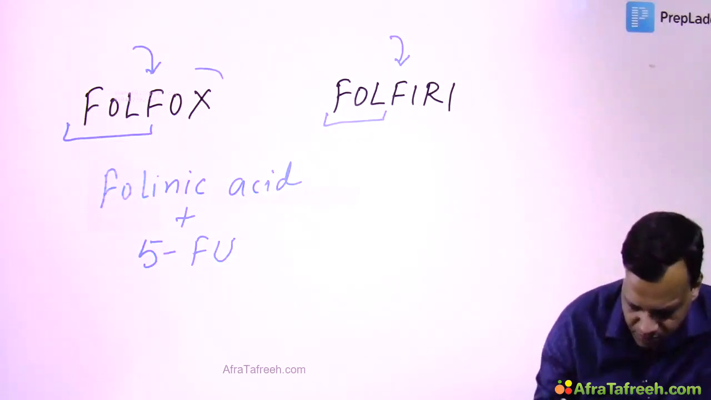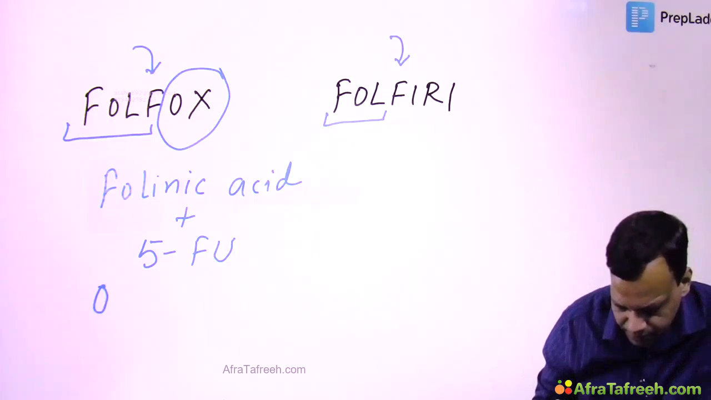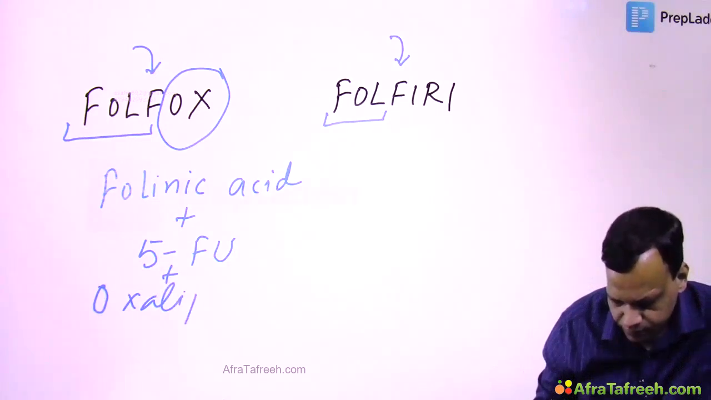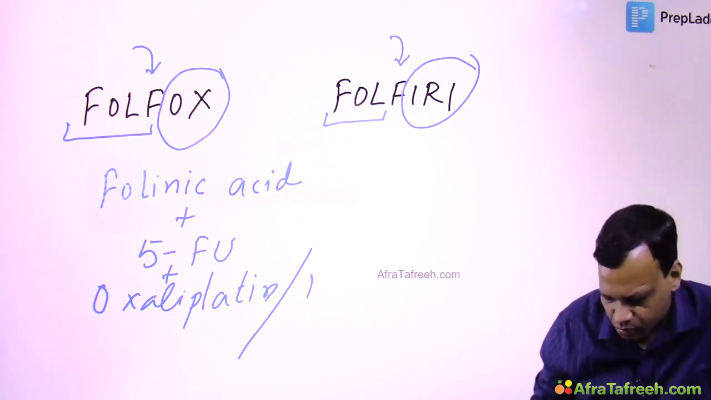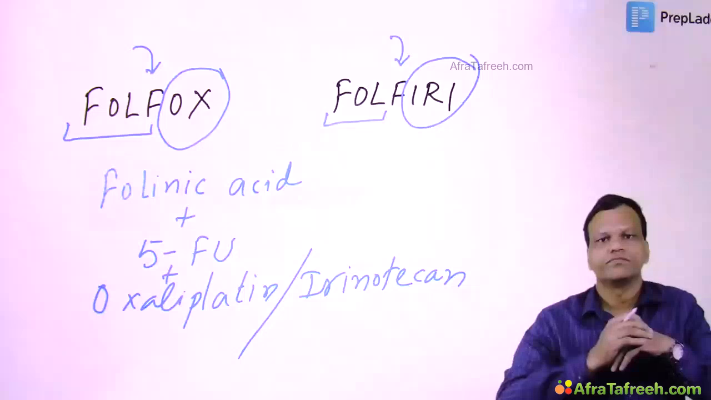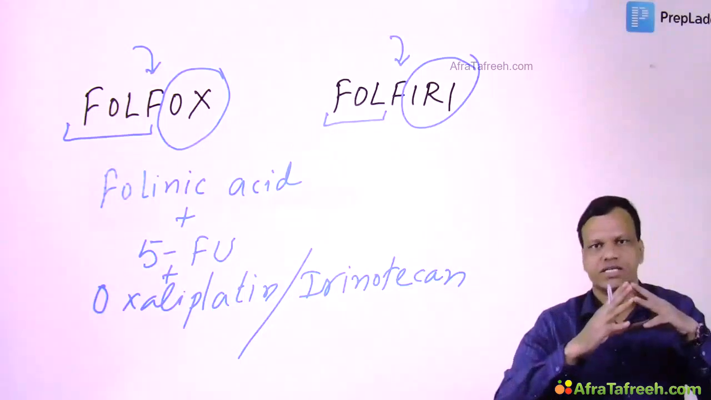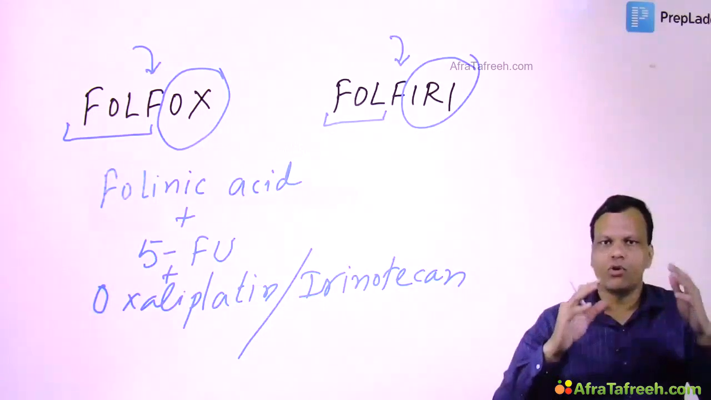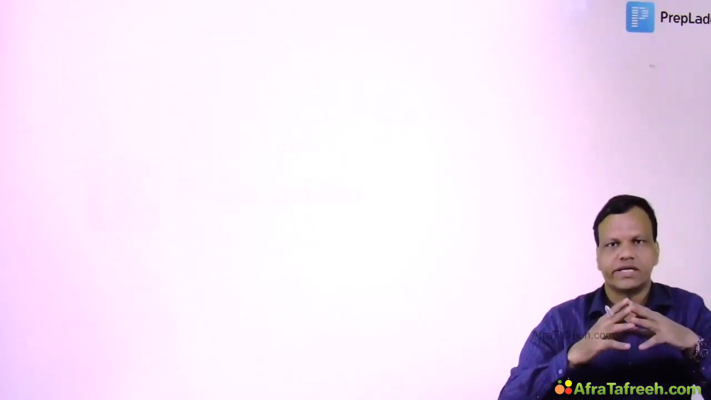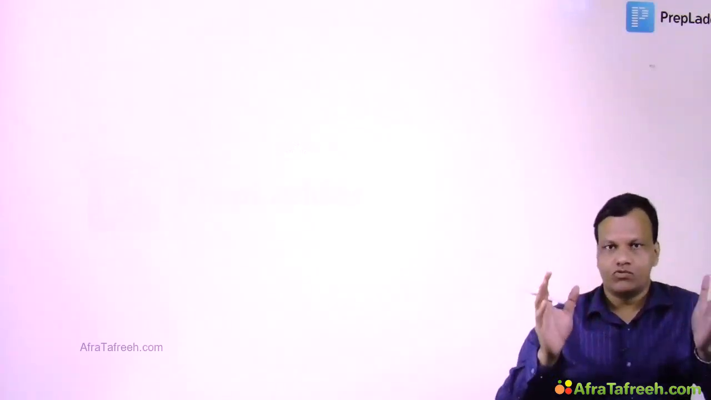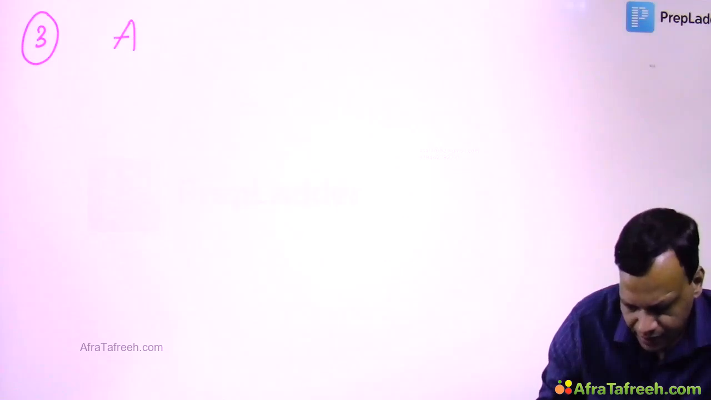Then this regimen contains OX, meaning oxaliplatin, which we were just discussing, or in the second regimen it is IRI, meaning irinotecan. So oxaliplatin or irinotecan with folinic acid and fluorouracil. These are the regimens for colorectal carcinoma. Clear? So this is about the second group of cytotoxic drugs which are platinum compounds. Then moving to the third group, which are called antimetabolites.